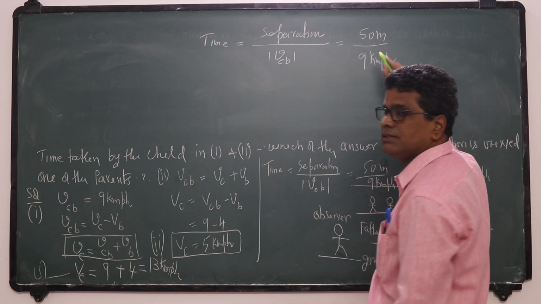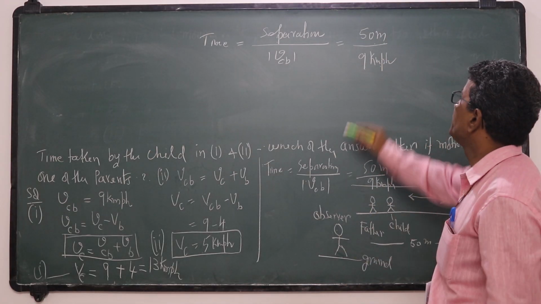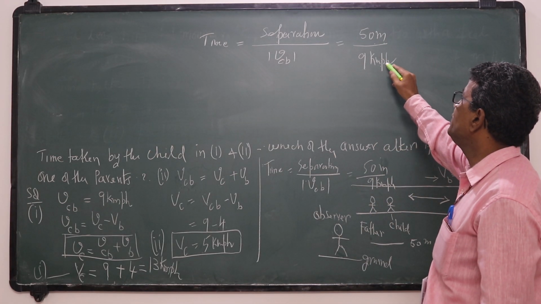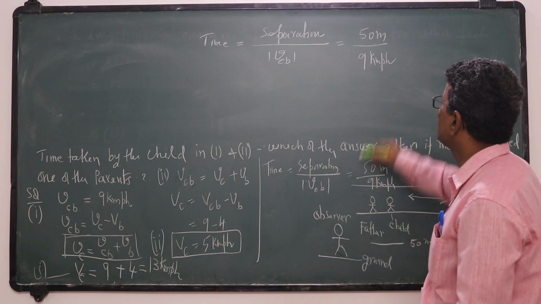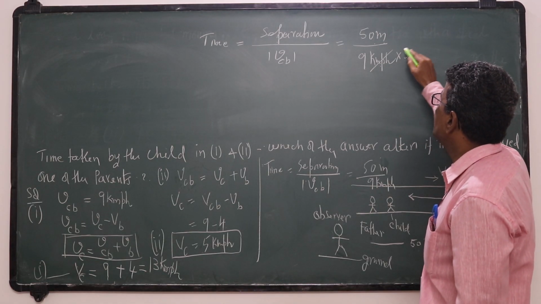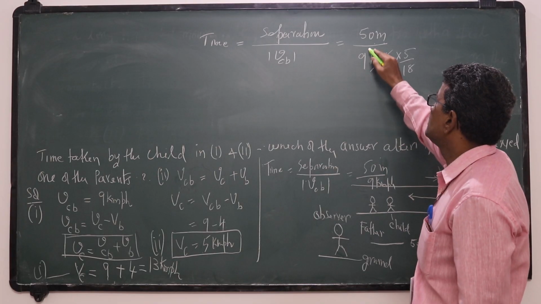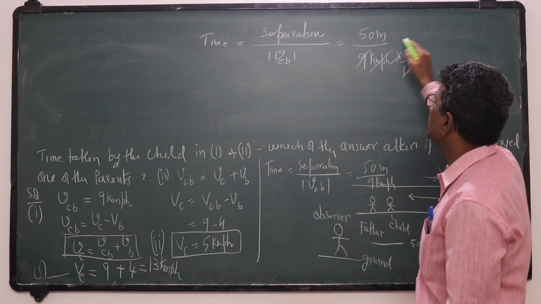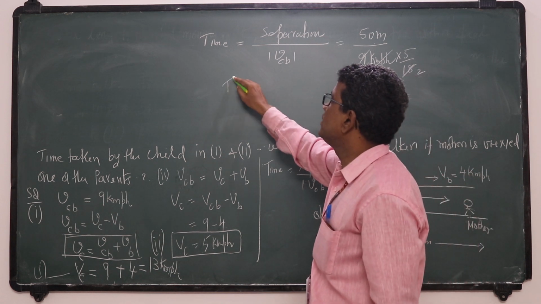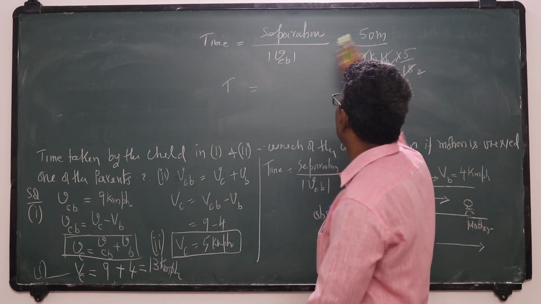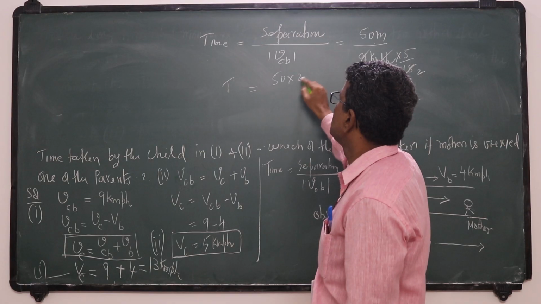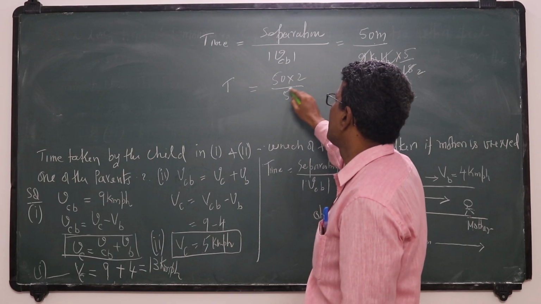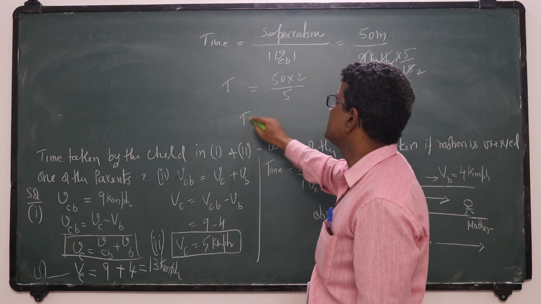Here the units disagree, so you have to convert kilometers per hour into meters per second. You multiply by 5 by 18, so 9 times 5 by 18 is 2.5. So time is equal to 50 into 2 by 5, so 20 seconds.